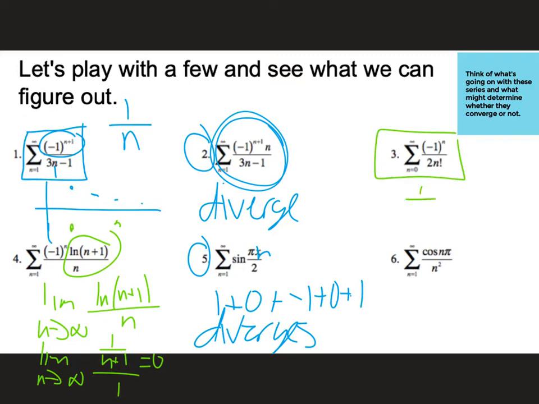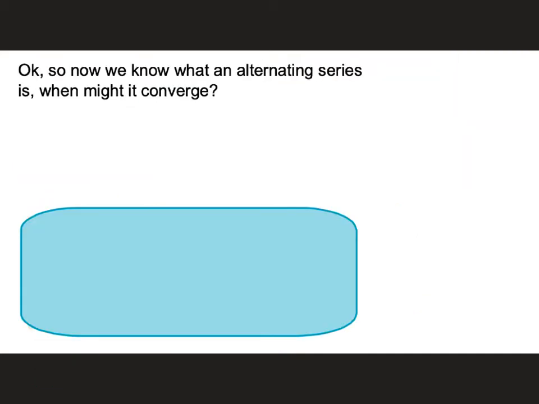1 over 2n factorial would converge. I think I could do it using the ratio test. So putting that alternator in wouldn't change that convergence. If anything, it would make it converge faster. Cosine n pi is an alternator. 1 over n squared already converges by the p-series test. And so if I add a negative 1, that's just going to make things go faster to 0, so that will converge faster. That's my conjecture. Let's see what's going on.